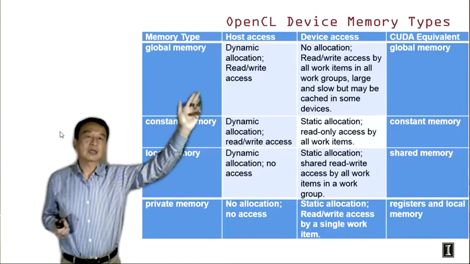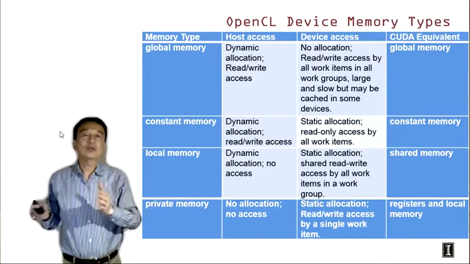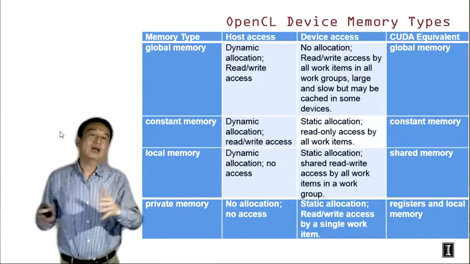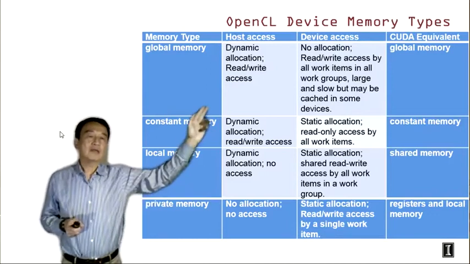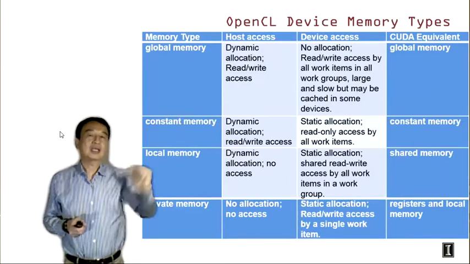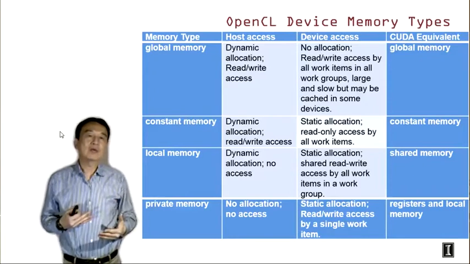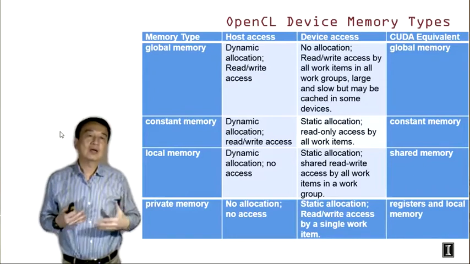The host can also do read-write access by copying data into the global memory and copying data out of the global memory. And the device, or the kernel code running on the device, can access the global memory through read-write access by all the work items in all the work groups.